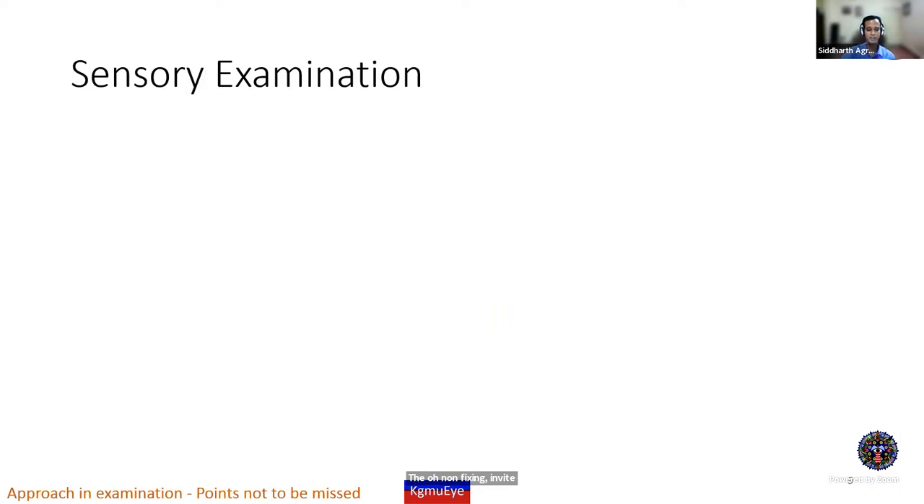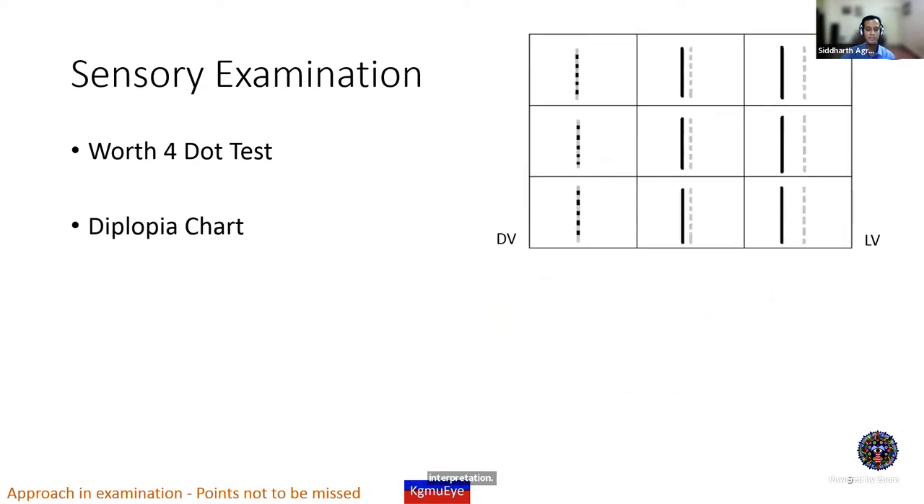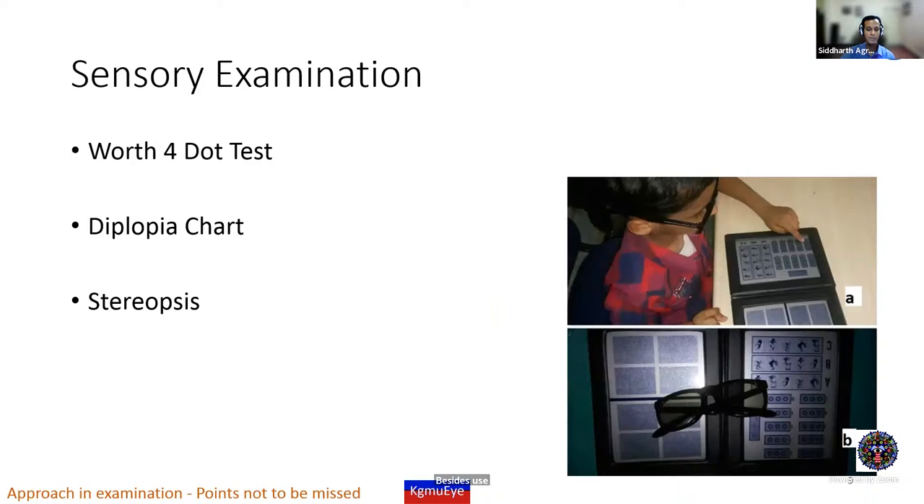At this stage of your examination, you should have an idea whether you are dealing with a comitant deviation or an incomitant deviation. Forgetting to check the sensory status of the child in an examination is not acceptable. You should know how to perform the Worth four dot test and its interpretation. A properly done diplopia chart will give you the diagnosis besides good marks. Use appropriate tests for stereopsis and remember to document them properly.